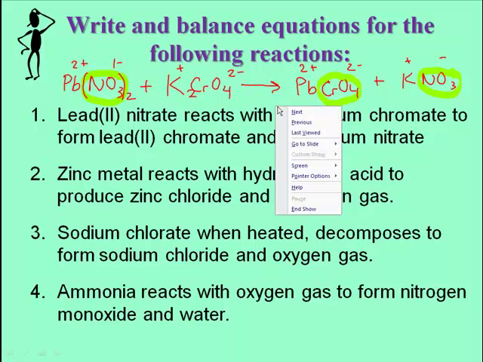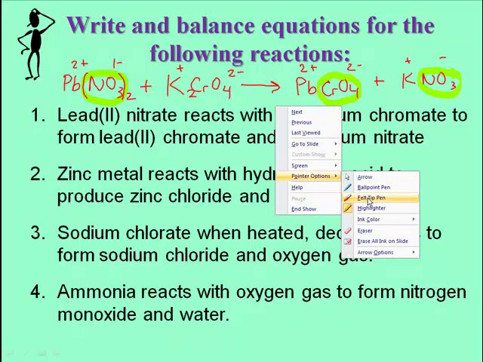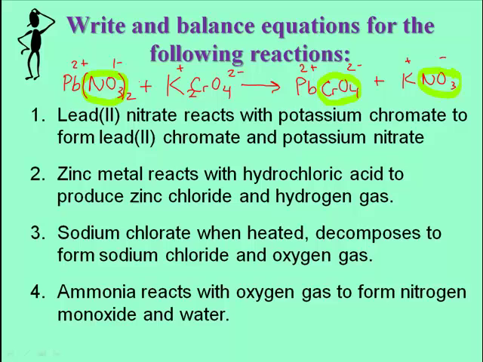So, when you balance it, you might be able to quickly see, on this side I've got 1 lead. On the right side I've got 1 lead. The lead looks good. On the left side I got 2 nitrates. There's my 2. On the right side I got how many nitrates? 1. So I'm going to put a 2 in front of this.